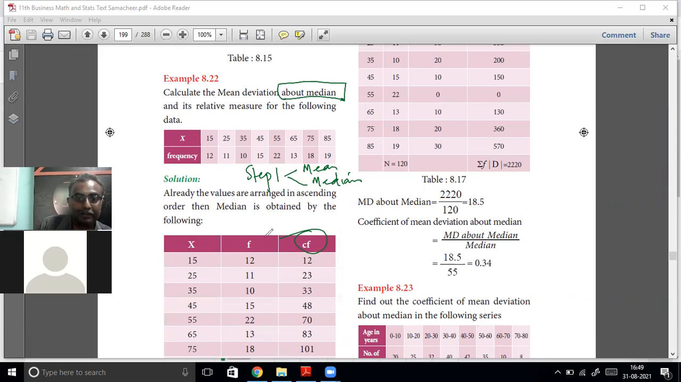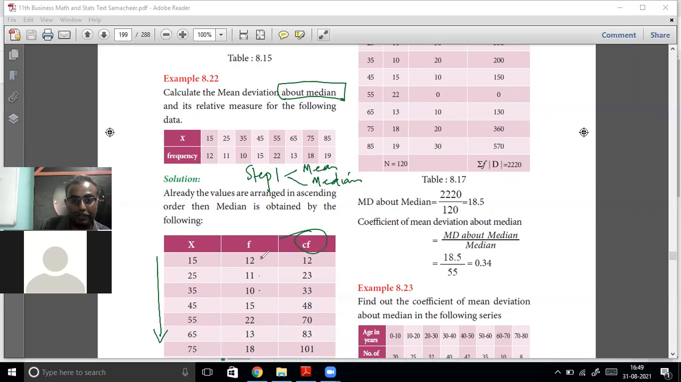Cumulative frequency. This horizontal table, you first make it into a vertical table. Everything goes down: the data 15, 25, 35, 45, like that, it goes down. Arrange in ascending order because of the median. Then each of the frequencies also you put, 12, 11, 10, all that you put. Now what do you do?